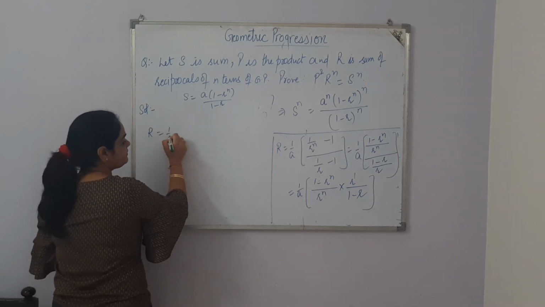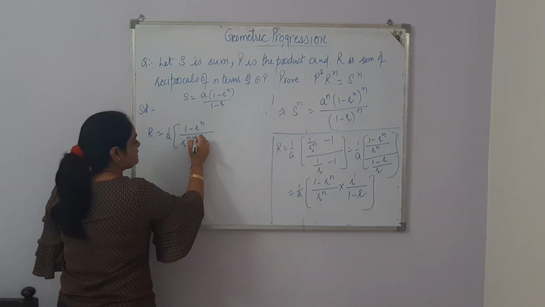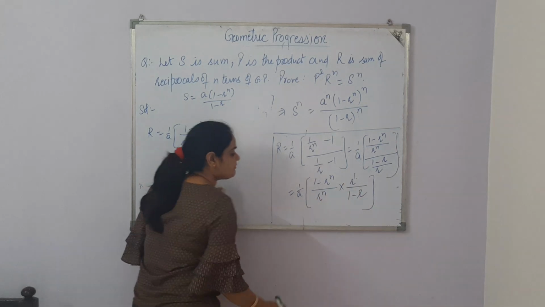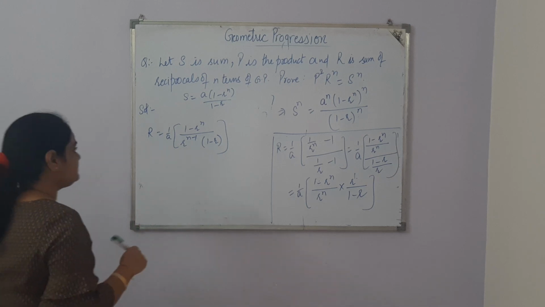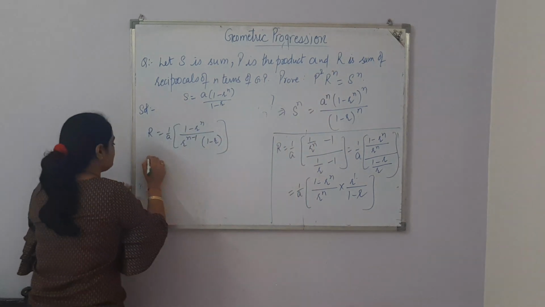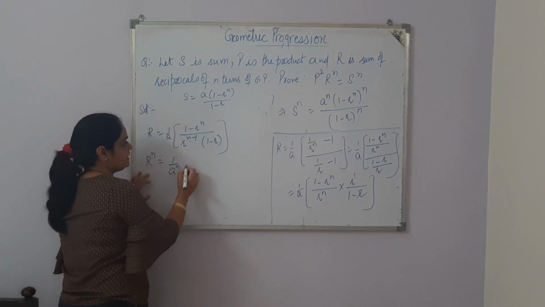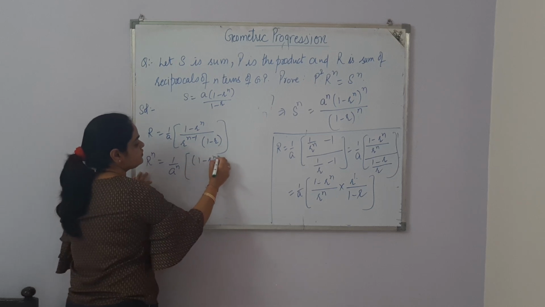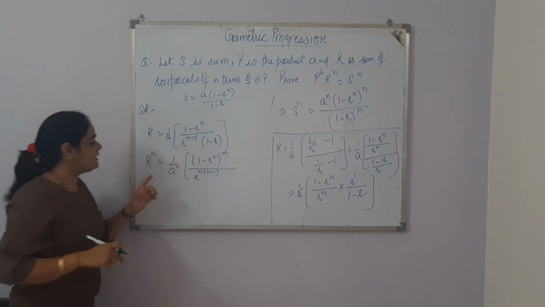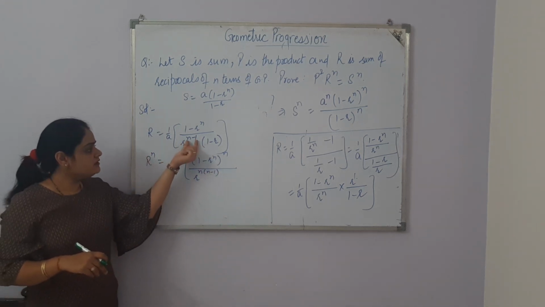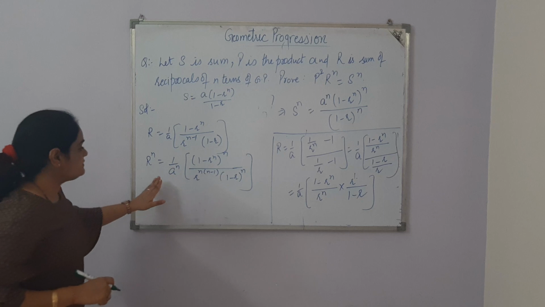So what is r? It is 1 by a, (1 minus r raised to power n) whole upon r raised to power n minus 1, will subtract the powers, into (1 minus r). This is the value of capital R. But we need R raised to power n. Of course, we need the power n. So here 1's power n is 1, a raised to power n, (1 minus r raised to power n) whole power n, r raised to power n into n minus 1. Both powers will multiply. Thus I am taking n as power. So n into n minus 1 and (1 minus r) whole raised to power n. This is the value of R raised to power n.